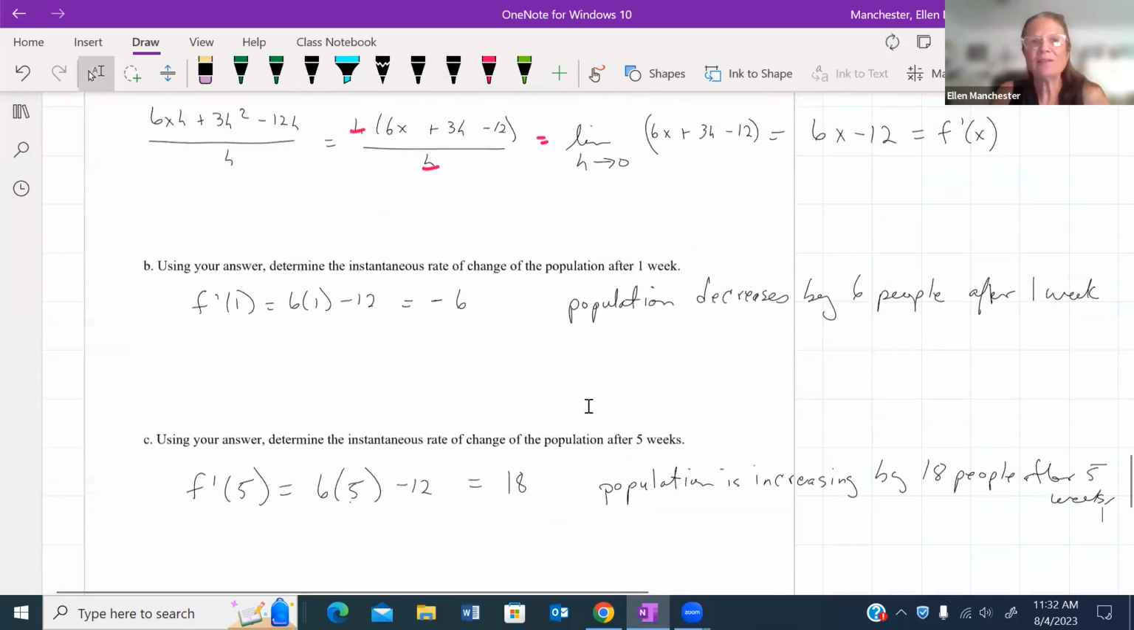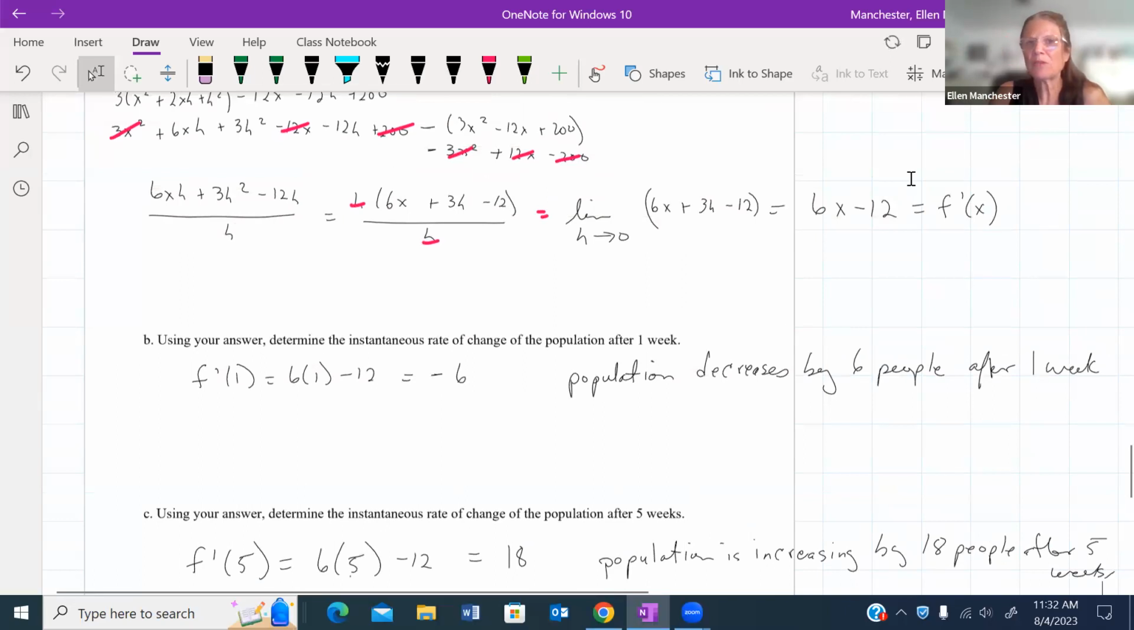Okay, so that's it for this one. I'm going to go ahead and stop there, and we'll keep going. Remember, the difference quotient is only algebra. That's all it is, just being able to do algebra. Okay, we'll stop there.